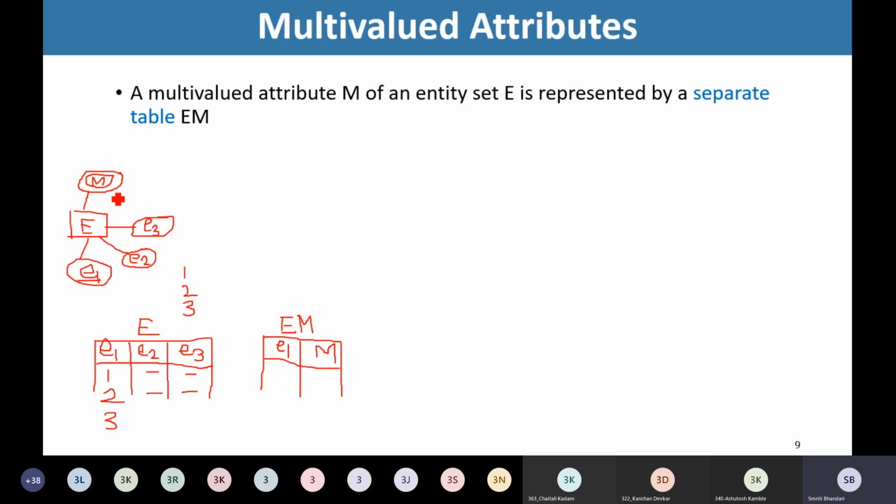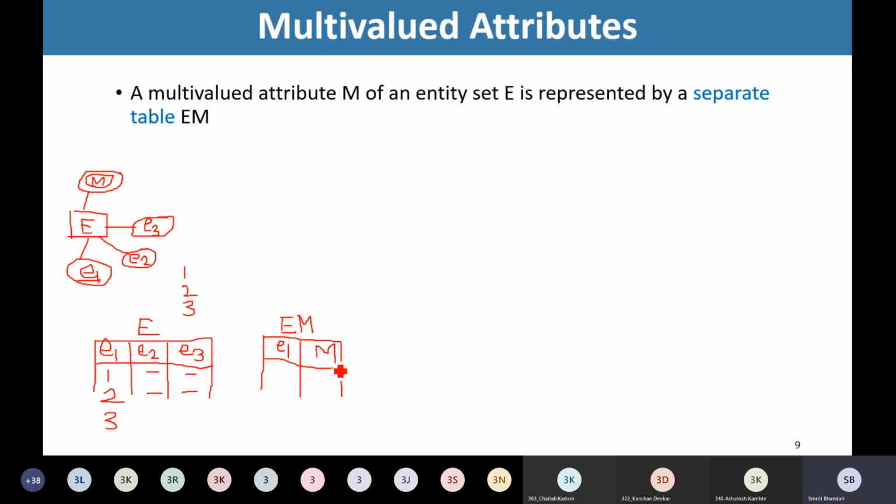And as every employee might have more than one value for a multi-valued attribute, let us assume that this is phone number. So every employee may have more than one phone number. So how to store more than one phone number now? I'll be creating a separate entity set for that.